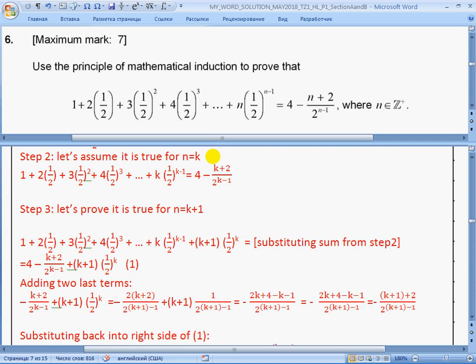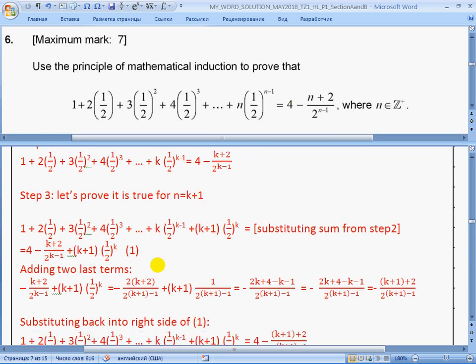Now step 2, let's assume that it is true for n equals k, so we rewrite this formula for n equals k and assume that it is true. Now we should prove that it is true for n equals k plus 1, so I rewrite the sum adding one more term, k plus 1, and the rest part I can change by this expression.